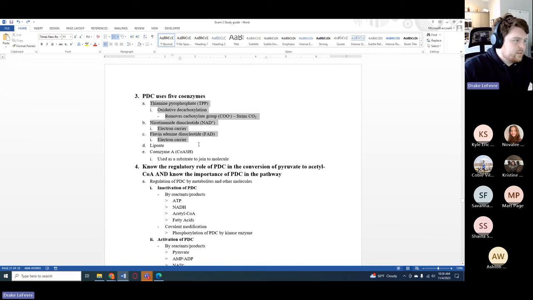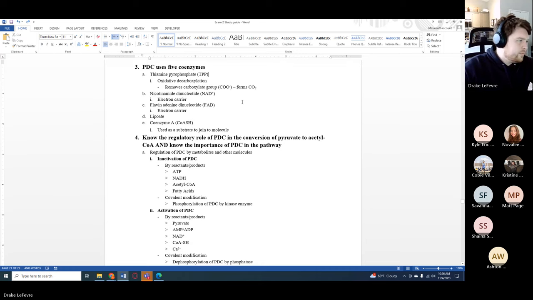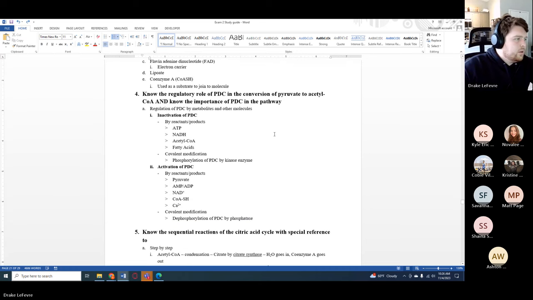Here are our coenzymes. He'll probably ask the question, which of the following is not a coenzyme used by PDC? He'll give you four or five options, and one of these will not be there. Regulatory role of PDC in the conversion of pyruvate to acetyl-CoA. Same thing. It's inhibited by a bunch of the stuff that's downstream, or it's activated by some of the stuff that's upstream that we need to convert it to acetyl-CoA.